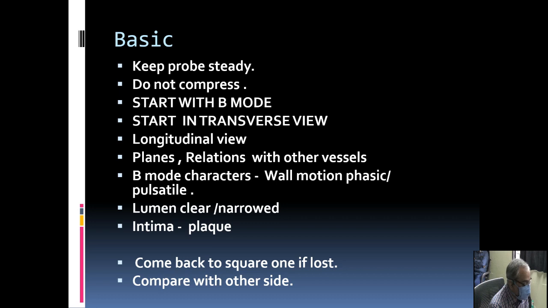Then we go for B mode characteristics. Then we see the lumen, and we see the intima in case of carotid Doppler. Wherever you are lost, come back to where you were seeing it properly, and then again proceed with the examination. The area of interest is not very big in carotid Doppler, so it becomes very easy if you follow the technique.